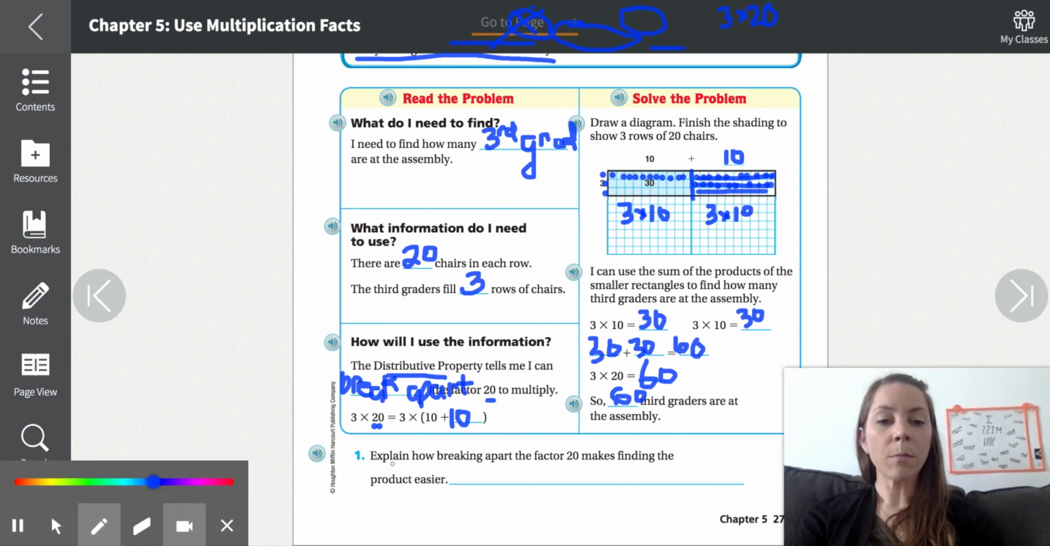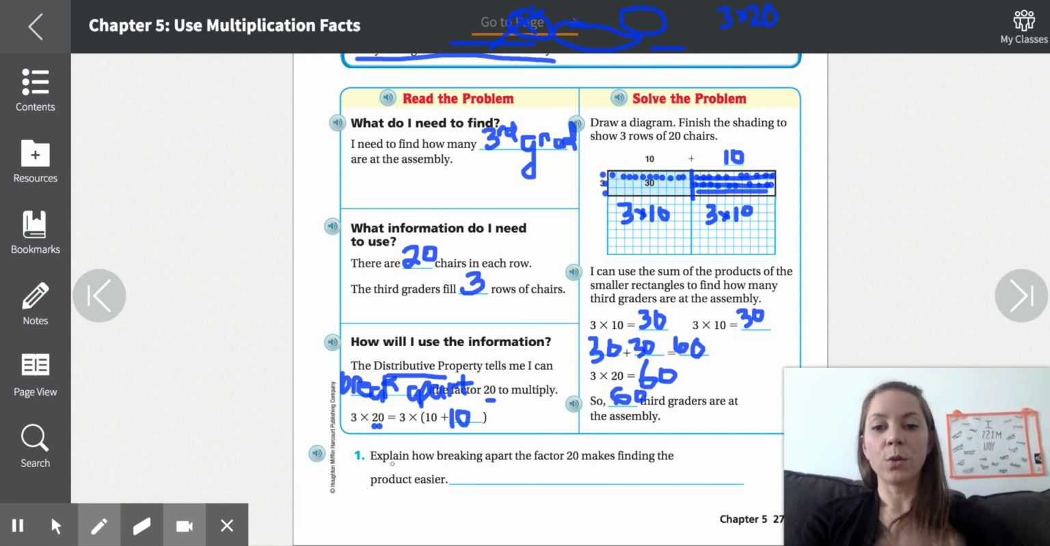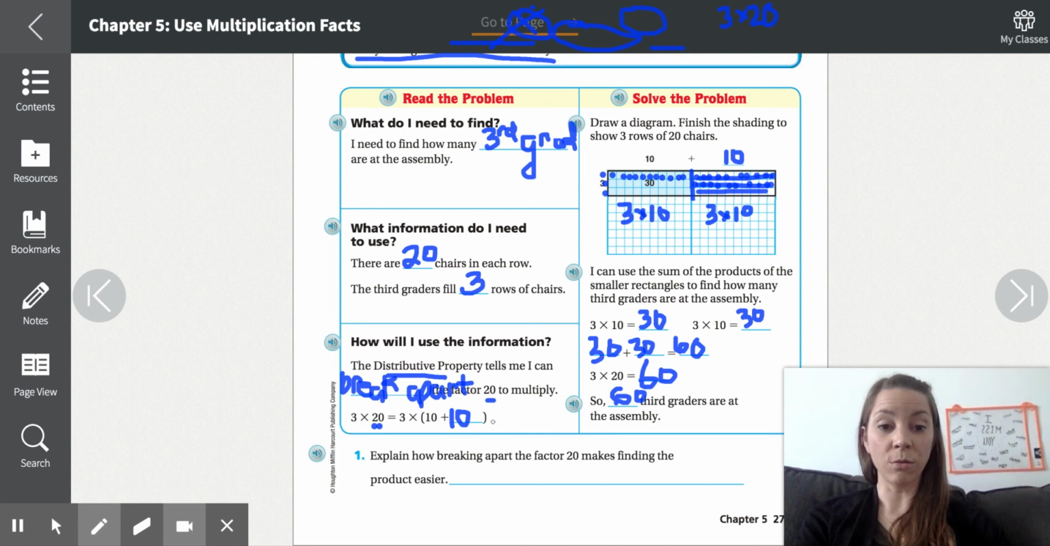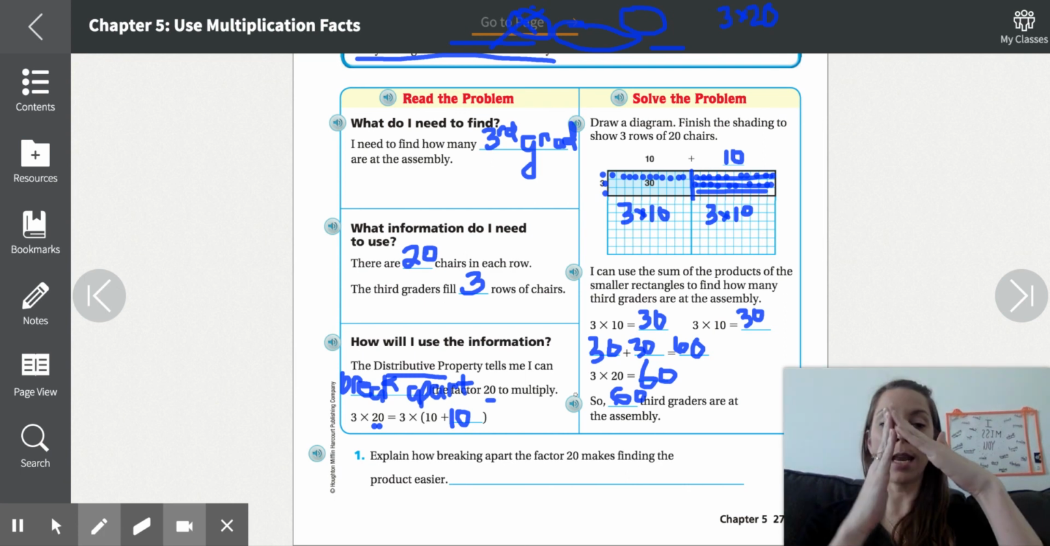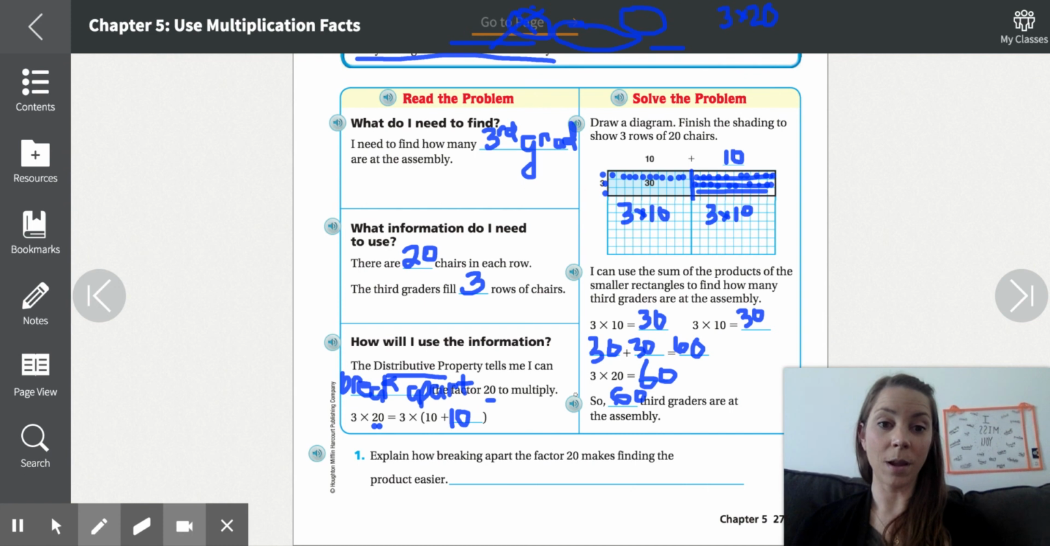So now this bottom problem is just asking you to explain how breaking apart the factor 20 makes finding that product easier. So what did we just do that made finding the product easier? Well, for me, I am good at multiplying by tens, but I'm not always good at multiplying by 20s. So if I can break 20 down into a 10 and a 10, and I can just multiply by tens, that's what's easier for me, multiplying by 10.